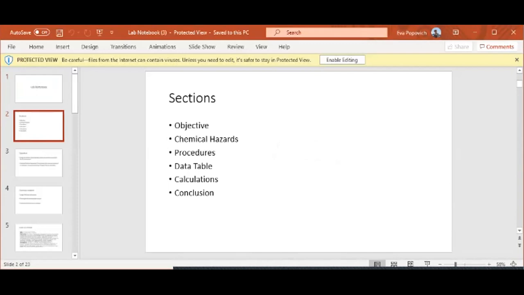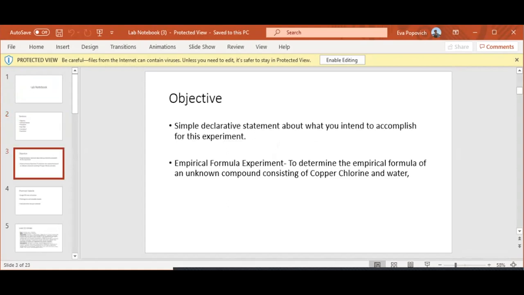There are 6 sections to a notebook. Objective, chemical hazards, procedures, data table, calculations, conclusions. Objective: a simple sentence saying what you're doing.